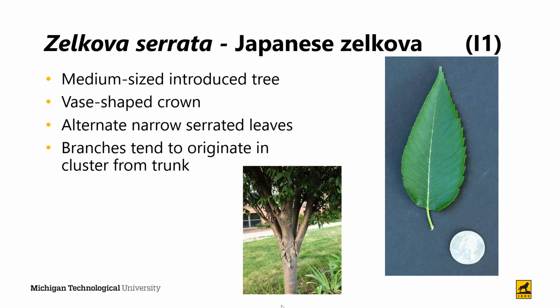Because of the similarity and its vase-shaped crown, it was thought to be a suitable replacement for American elm, but it doesn't get nearly as large. The branches typically originate from a congested area of the trunk, making the branch attachments somewhat prone to breaking.